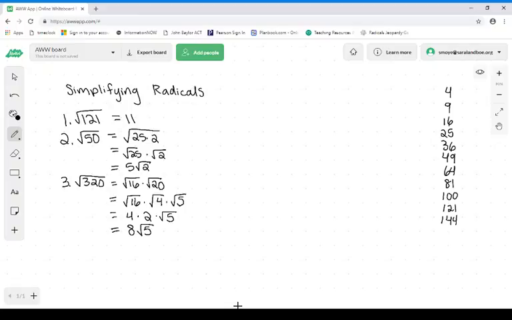So what I want y'all to do is try 2 of these. I want y'all to try the square root of 54. And I also want you to try the square root of 252. I'm just going to give y'all a few seconds to work these. I think y'all can do those pretty quickly. So go ahead and get going on that.